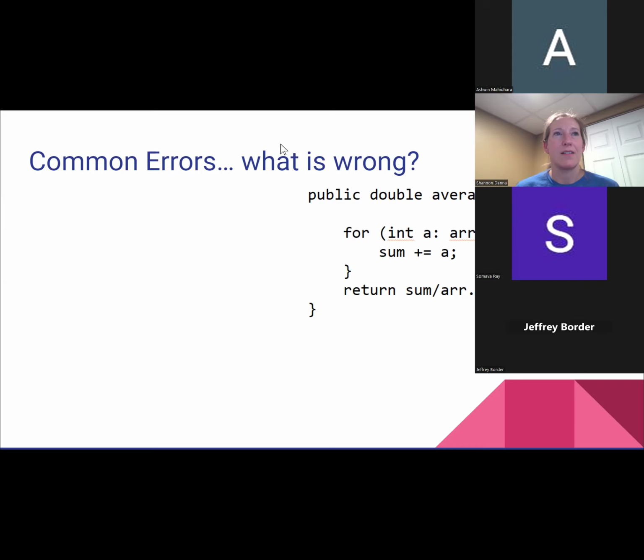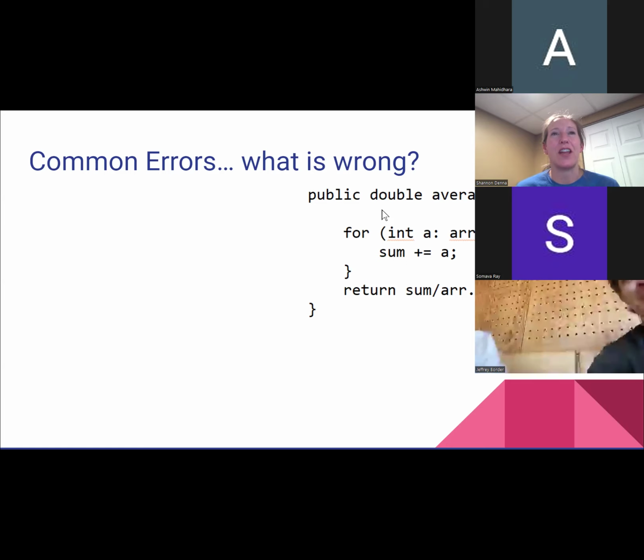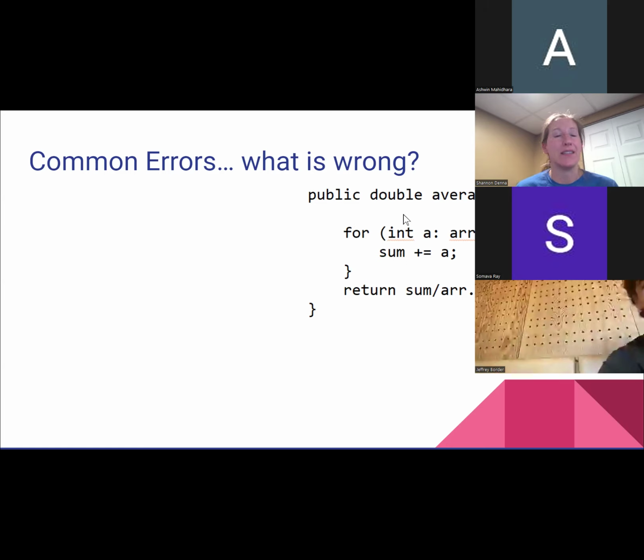The sum variable doesn't exist. Oh, Ashwin, that's you. Okay, go ahead, Ashwin. The sum variable doesn't actually exist. It's never instantiated or created. Oh shoot, I had my volume down. All right, can you say that again? The sum variable doesn't actually exist. Yes, I never instantiated it. So up here I need to say like int sum.